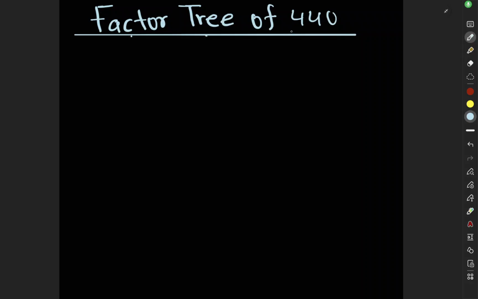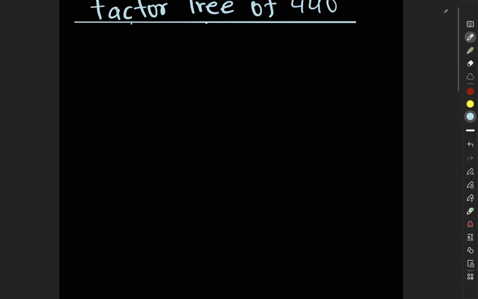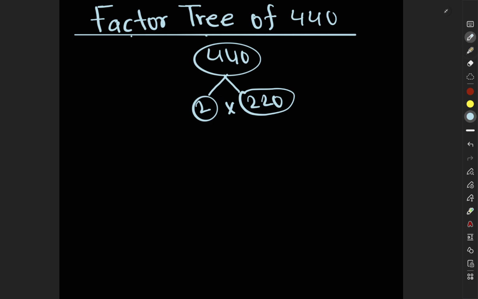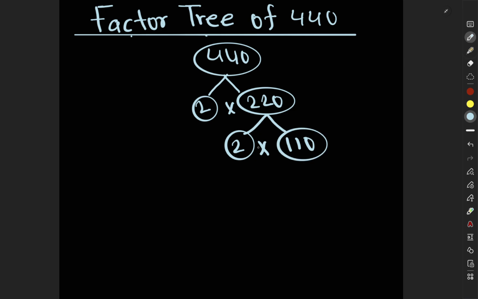Factor 3 of 440. So 440, it can be written as 2 times 220. 2 times 220 means 440. 220, it can be written as 2 times 110. 2 times 110 means 220.